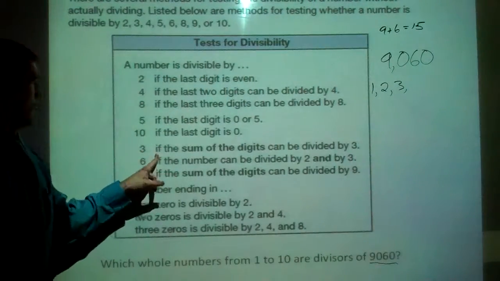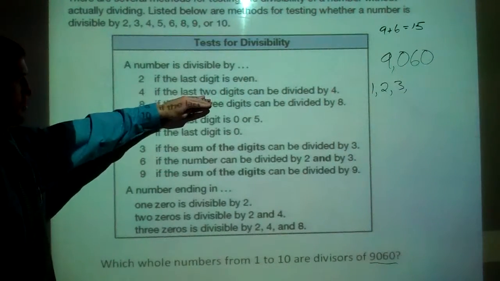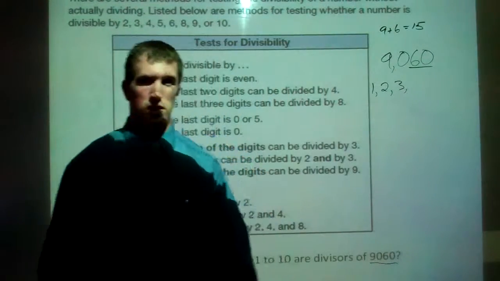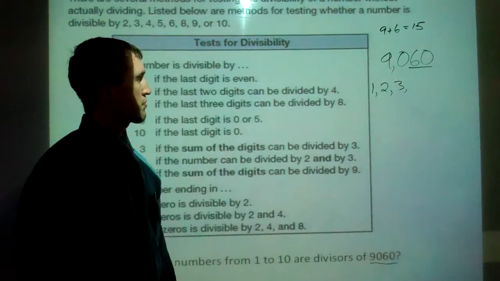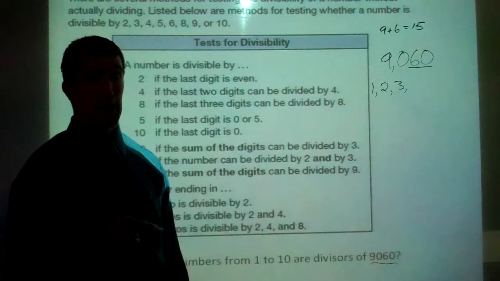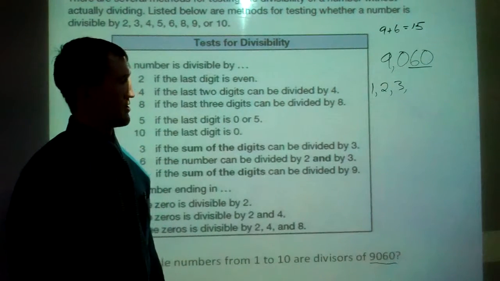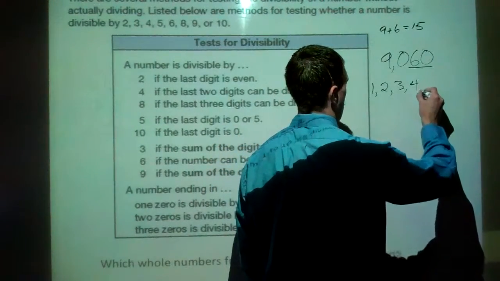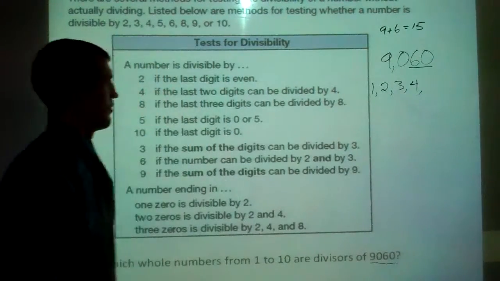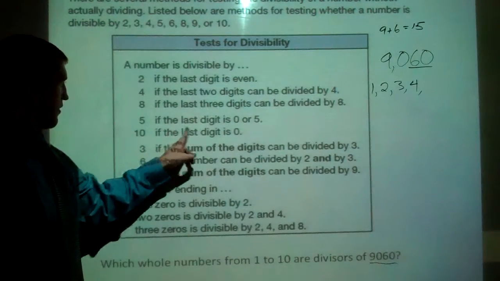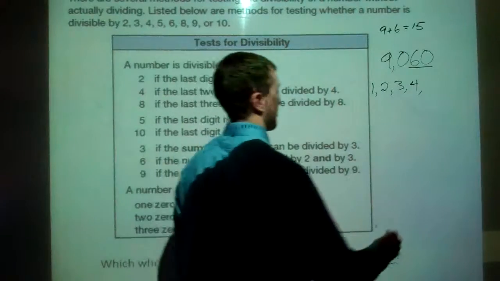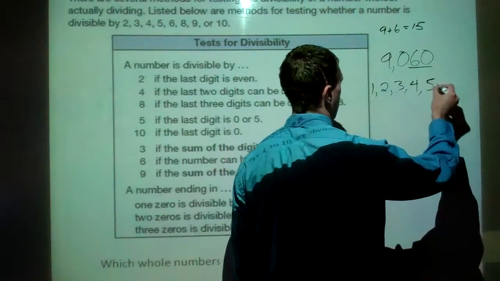Alright. 4. If the last 2 digits can be divided by 4. Our last 2 digits are 60. So 60 can be divided by 4. 60 divided by 4 is 15. So 4 works. 5. If the last digit is 0 or 5, 5 will work. We got a last number of 0. 5 is good.